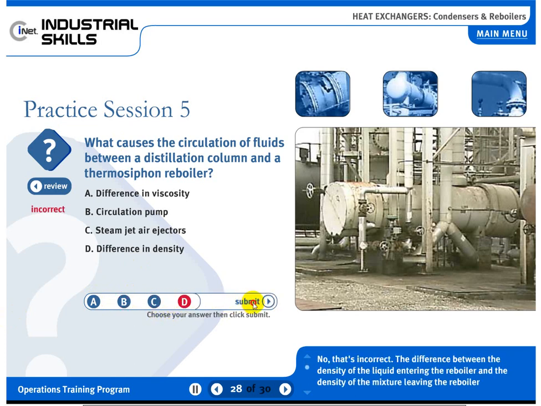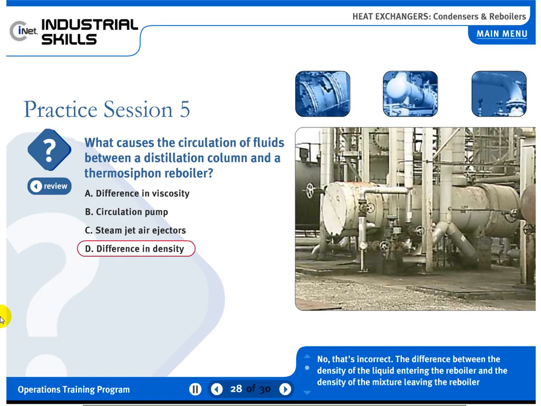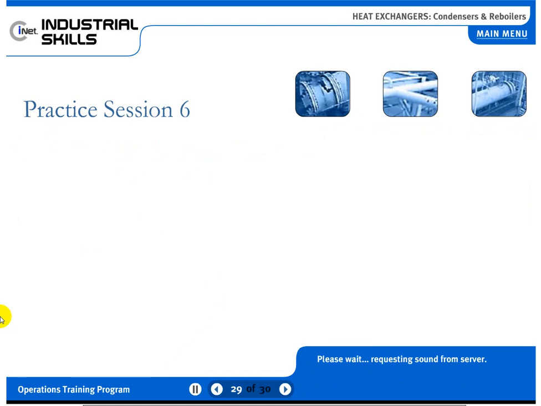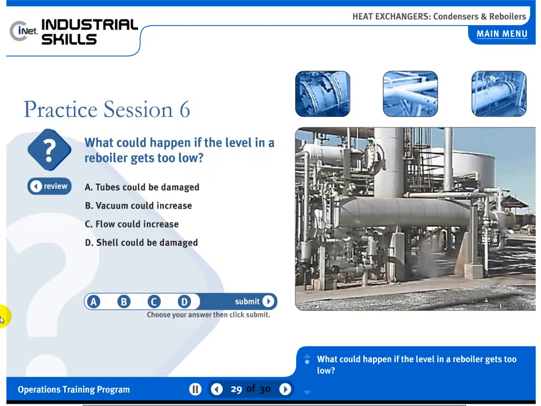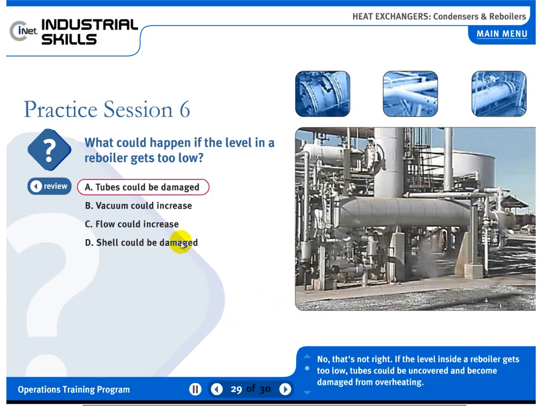No, that's incorrect. The difference between the density of the liquid entering the reboiler and the density of the mixture leaving the reboiler creates a natural circulation through the reboiler in the column. What could happen if the level in a reboiler gets too low? No, that's not right. If the level inside a reboiler gets too low, tubes could be uncovered and become damaged from overheating.